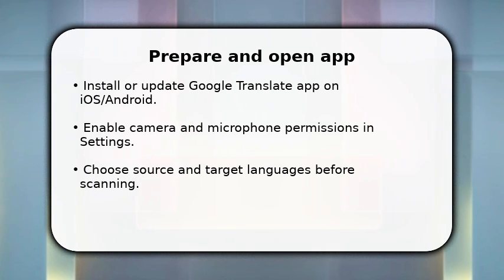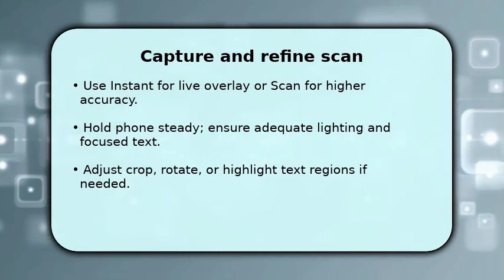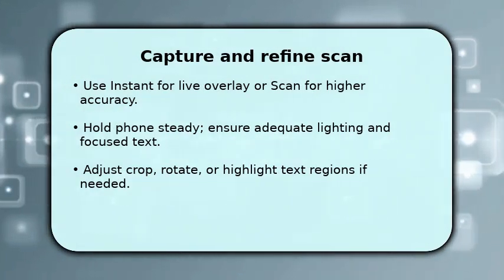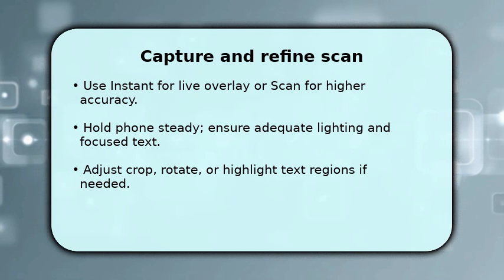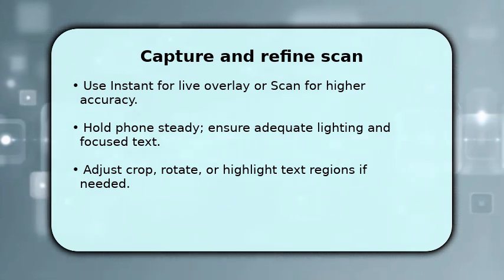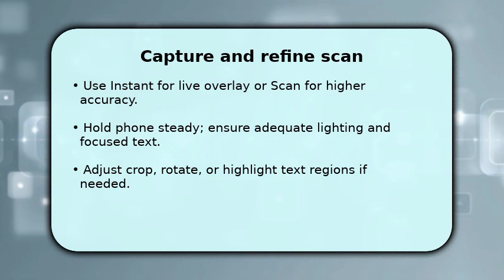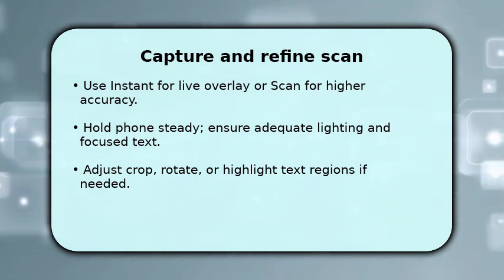Now aim the camera at the text and use instant for real-time overlay or tap scan for a still capture you can refine. Keep the phone steady and align text parallel to the lens. Good lighting and contrast make detection far more reliable.